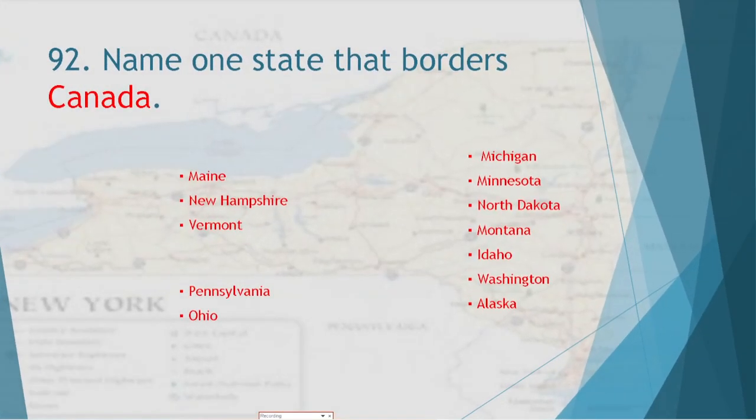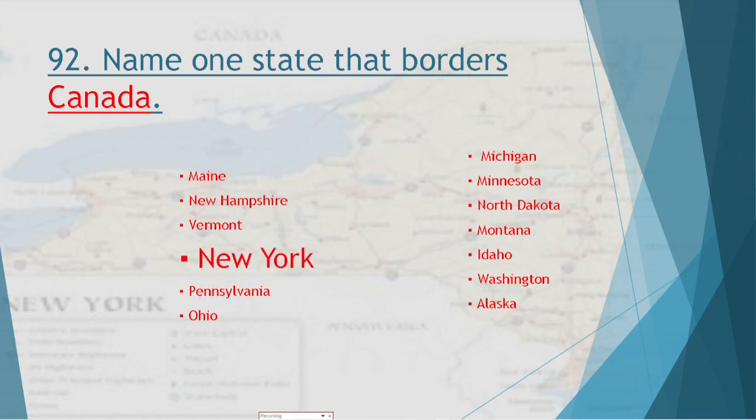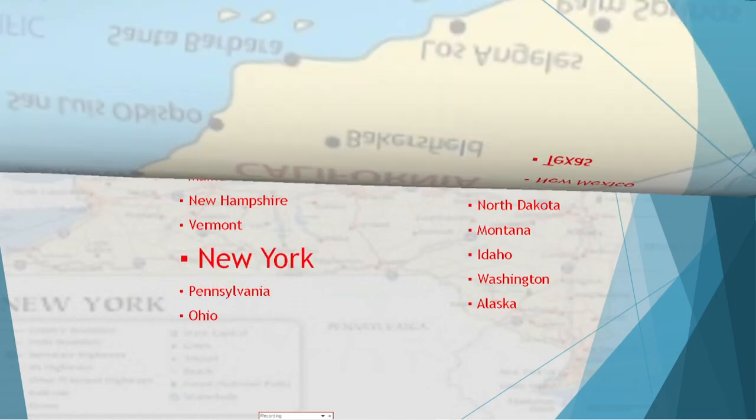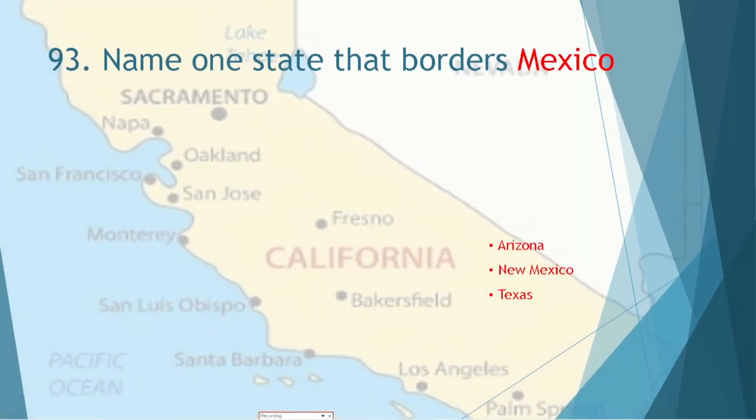Name one state that borders Canada. New York. Name one state that borders Mexico. California.